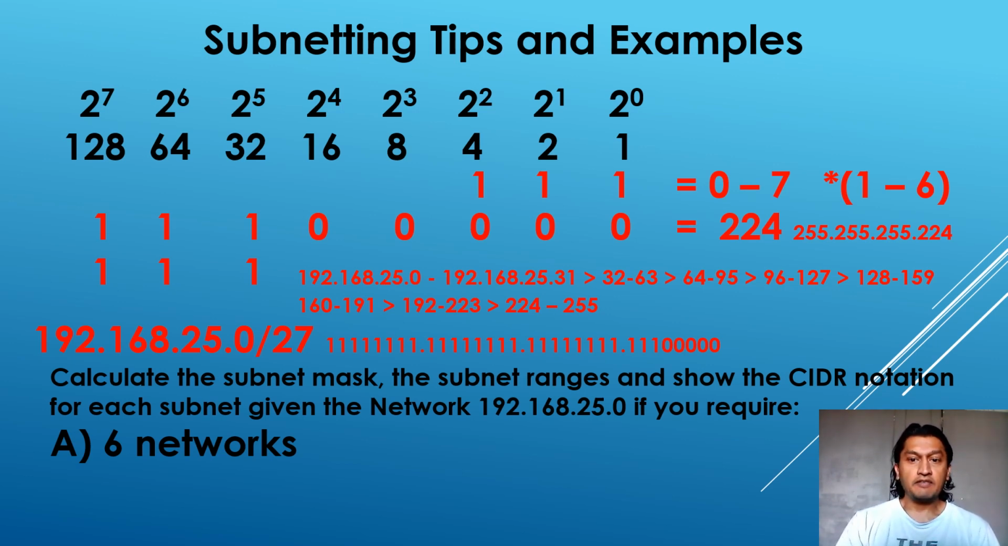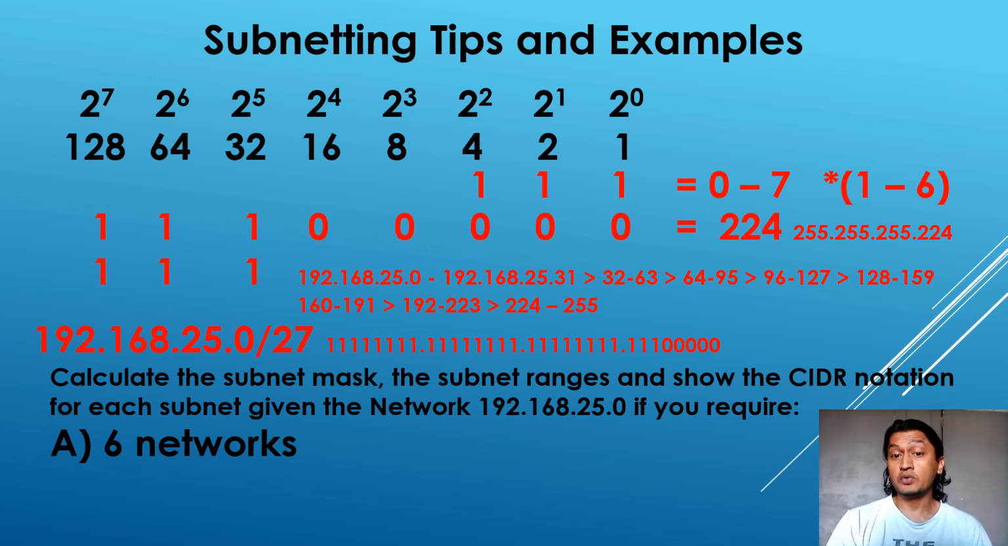From there, if I want the start of the next subnet, I add 32 to that, which gives me 64. That will be the start of the next subnet, right? From there, I add 32 again, which gives me 96, which is the start of the next subnet. And then as you keep adding 32, 128, 160, 192, and 224, right? Those are the starts of each subnet. And if I look at each one of those starts, obviously the previous subnet will end one before the start of the next subnet. And that's how I got my ranges.